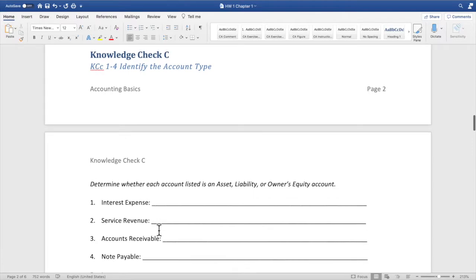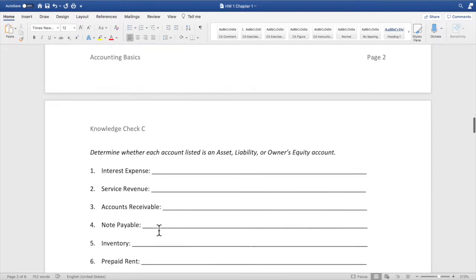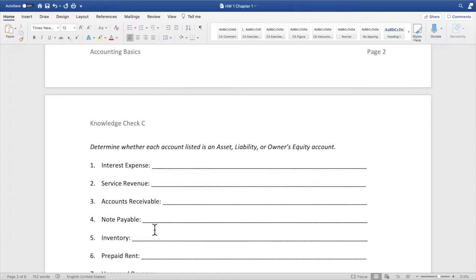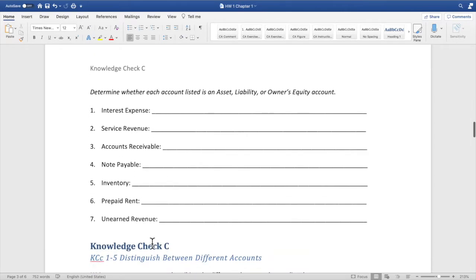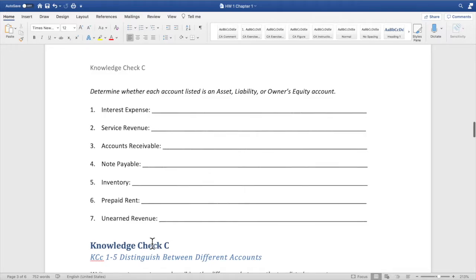Alright, now when we're looking at accounts, revenue and expense accounts are always part of owner's equity. They're on the income statement, and net income is part of owner's equity. Accounts receivable is an asset. Notes payable is a liability. Inventory is an asset.